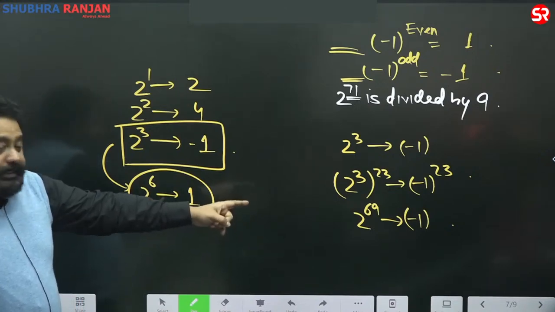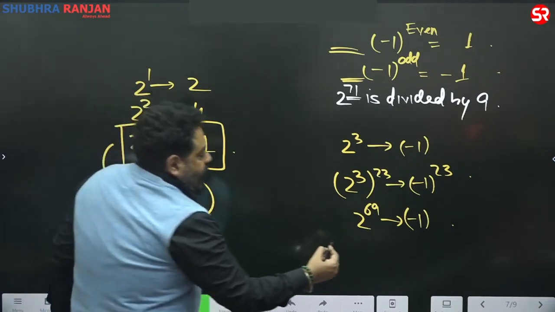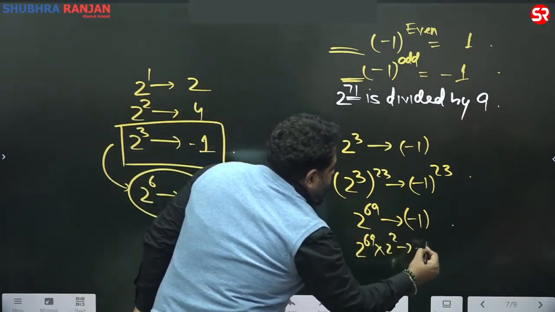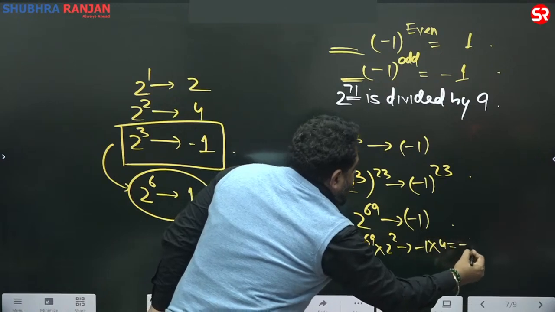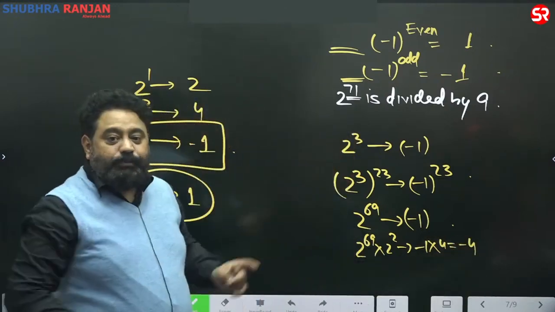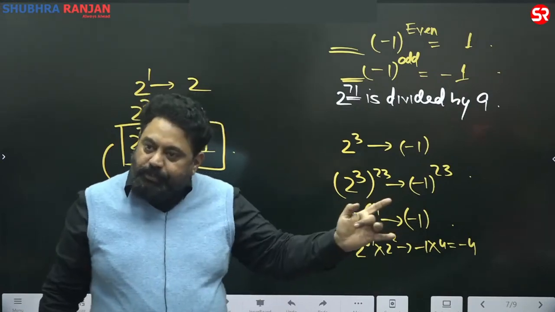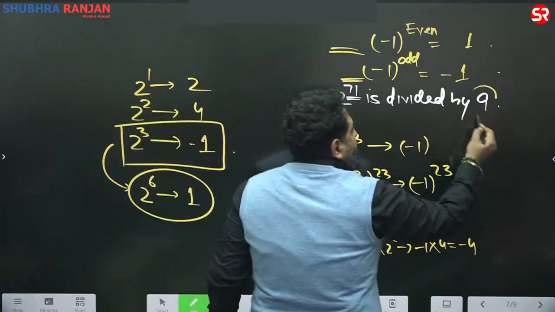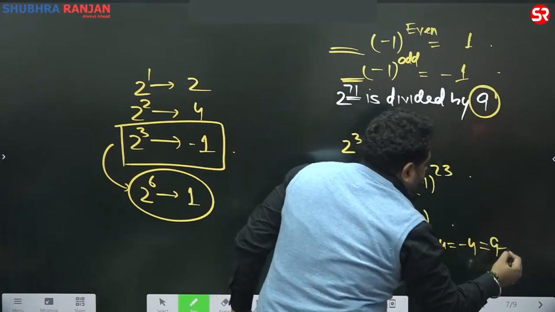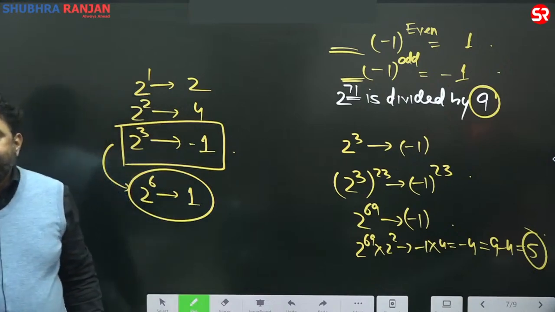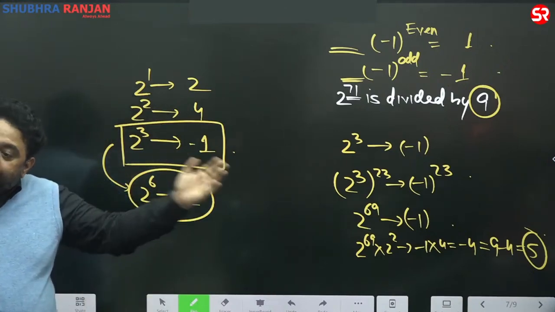Right? Now 2 to the power 69 is minus 1, which means 2 to the power 69 into 2 to the power 2 gives you minus 1 into 2 to the power 2, which is minus 4. Can the answer be minus 4? So if you get an answer of minus 4, what did you divide by? It is 9 minus 4. Answer is 5. So at the end you adjust.